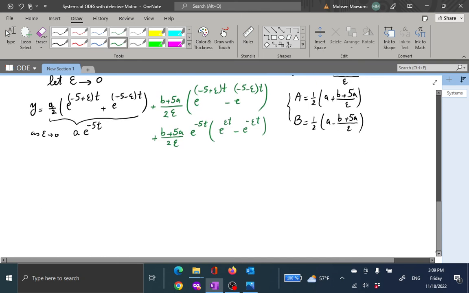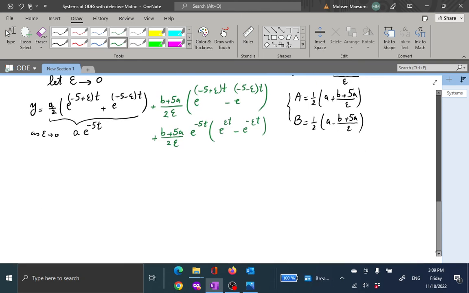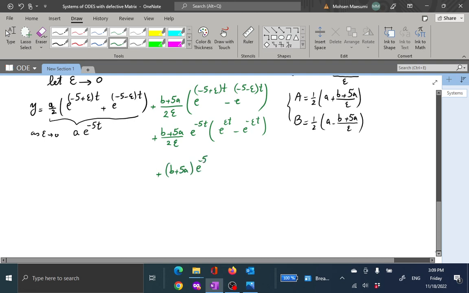Now let's put the fixed items on one side and the ones that are going to participate in the limit somewhere else. So b plus 5a exponential of minus 5t, these are all fixed here, and what is changing is exponential of epsilon t minus exponential of minus epsilon t divided by 2 epsilon. So the question now is, what is the limit of this expression as epsilon goes to 0? What is that going to be?